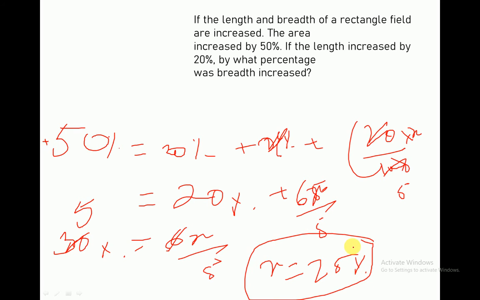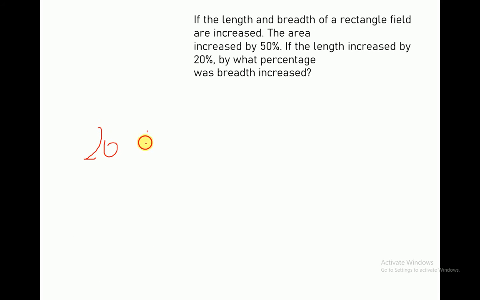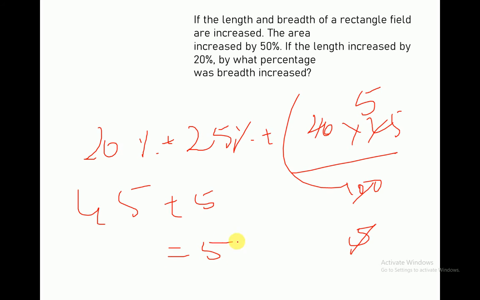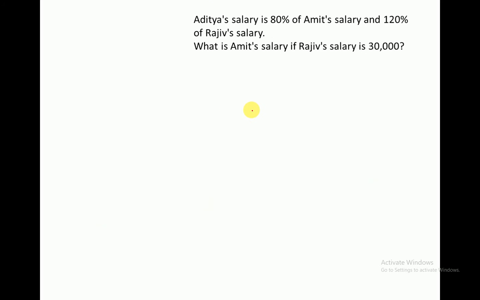Alright, now if you want to cross-check with 25 and 20 to see that it comes to 50%, we can also do that. So one is 20% and the other is 25%. So it's 20 into 25 by 100, and cancelling we get 5, and this is 45 plus 5, so it comes to 50%. So our approach was right. Okay, so this was our third question. Let's move on to the fourth one.